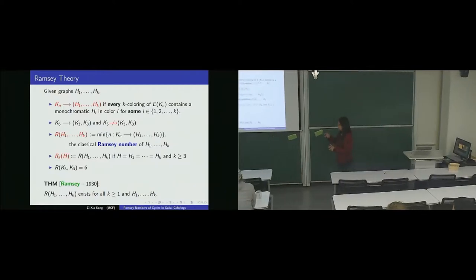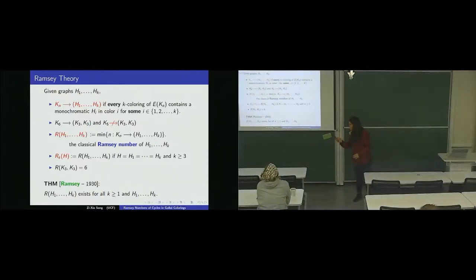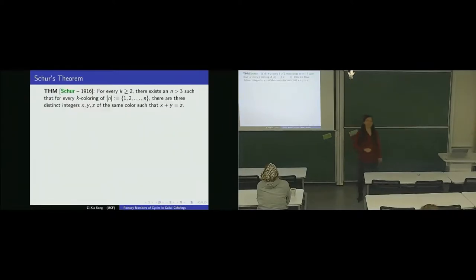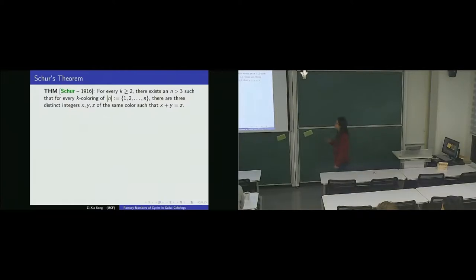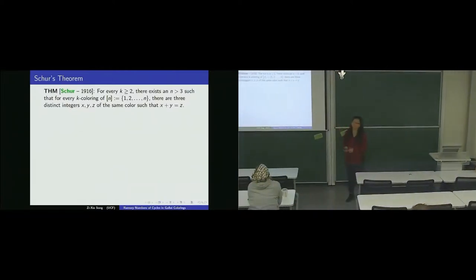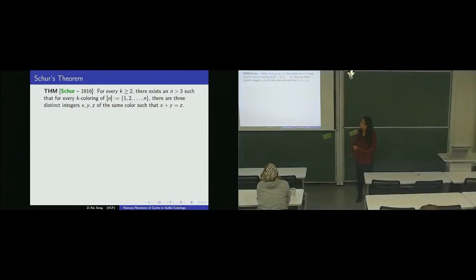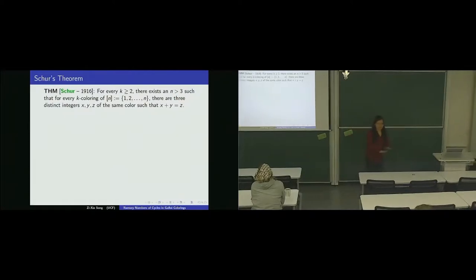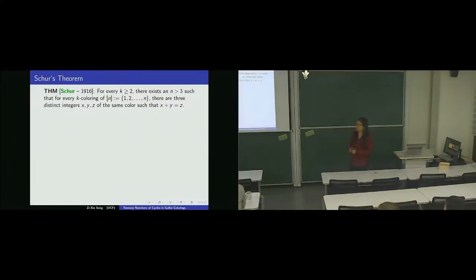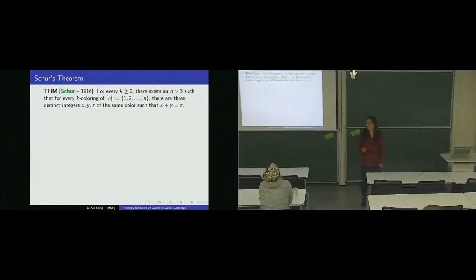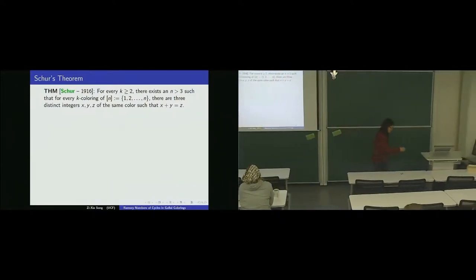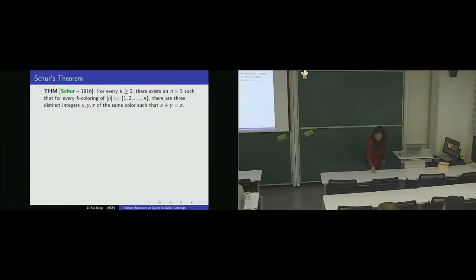Everybody knows now, right? Here is the first quiz problem. How do you use the existence of Ramsey numbers to prove Schur's theorem from 1916? Of course, he didn't have Ramsey numbers, right? How do you prove this one? Just take 1 minute.